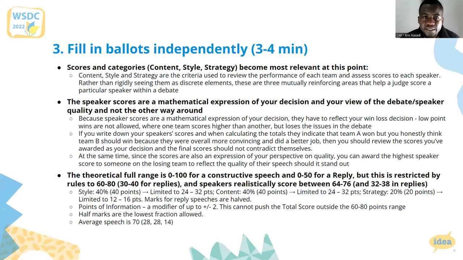After you've had the conferral process, you're now going to move on to filling in your ballots independently. This should take you about 3 to 4 minutes. So this should be again done individually and it's a fairly short process. Scores and categories such as content, style, and strategy become most relevant at this point. So these have already been explained, but you want to score the speeches according to these criteria and review the performance of each team and assess scores to each discourse of each speaker. So importantly here, rather than just rigidly seeing them as discrete elements, these three are mutually reinforcing areas that help a judge score a particular speaker within a debate. So don't be too robotic in your approach to the scoring.